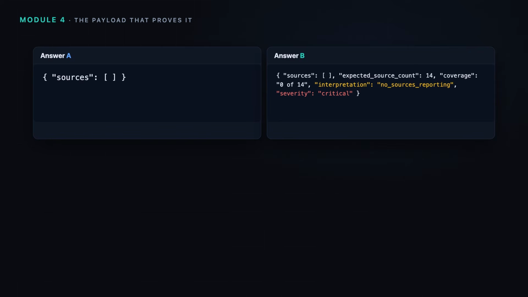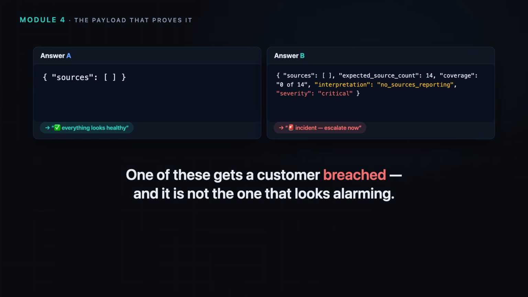Here are 2 answers to the same question, and they are the reason all of this matters. Answer A, sources, an empty list. Answer B, expected sources, 14. Coverage, 0 of 14. Interpretation, no sources reporting. Severity, critical, same data. The agent turns answer A into everything looks healthy. It turns answer B into an incident. One of these gets a customer breached, and it is not the one that looks alarming.